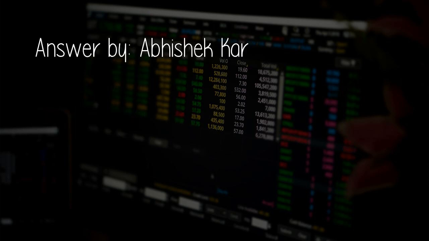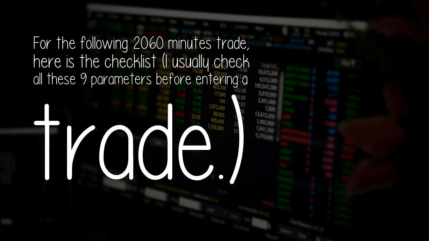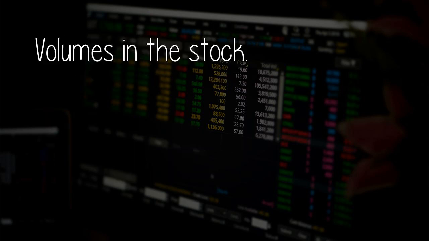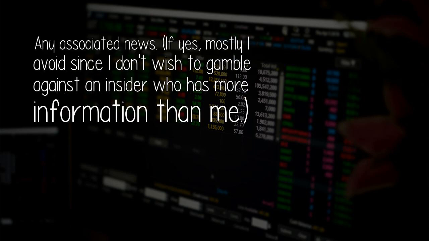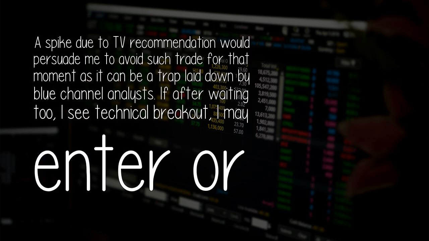Answer by Abhi Shekhar. For the following 20-60 minute trade, here is the checklist. I usually check all these 9 parameters before entering a trade. Volumes in the stock, open interest in the stock, and a long/short buildup. Any associated news? If yes, mostly I avoid it since I don't wish to gamble against an insider who has more information than me. A spike due to a TV recommendation would persuade me to avoid such a trade for that moment, as it can be a trap laid down by blue channel analysts.